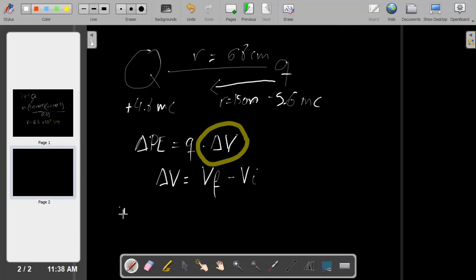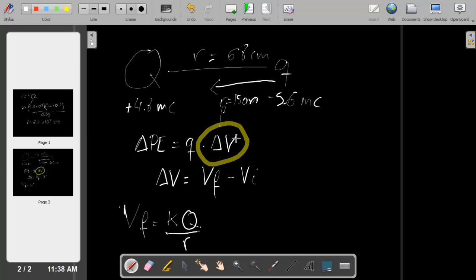How do we calculate the final electrical potential? Well, let's use the formula. That is our Coulomb's constant times the charge, our fixed charge, divided by the distance. The final distance is right here. I'm going to put an F so you know. Our final distance is going to have to be, let's see, is it the final distance?